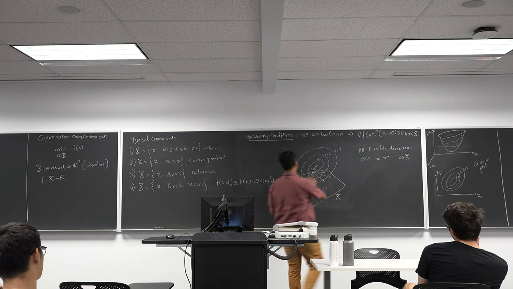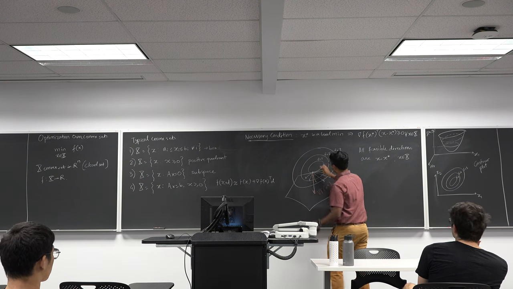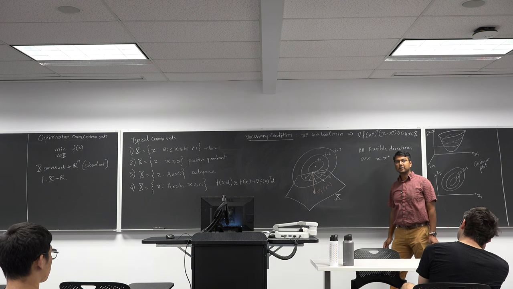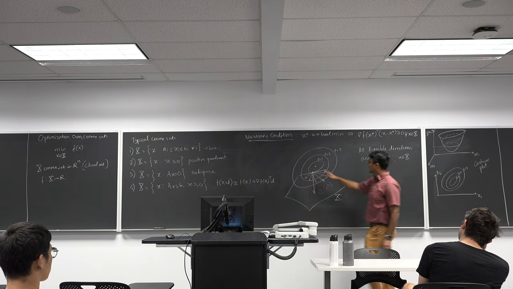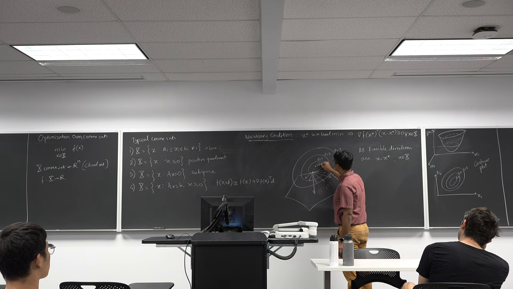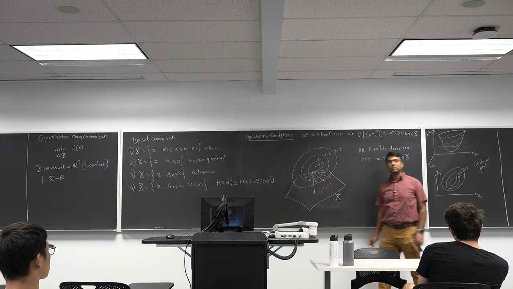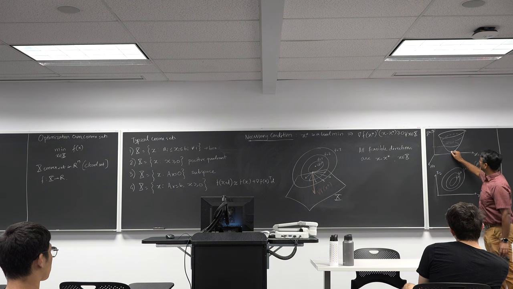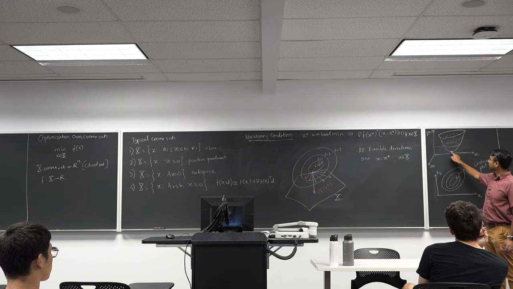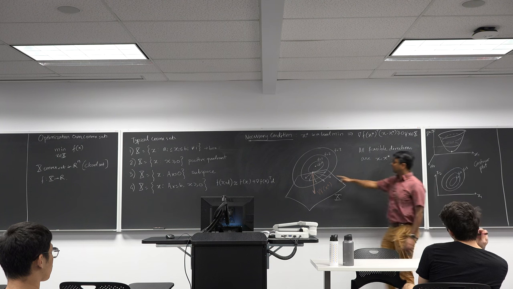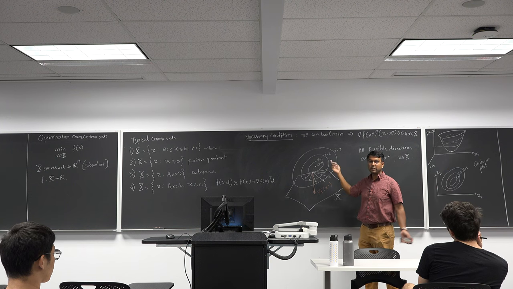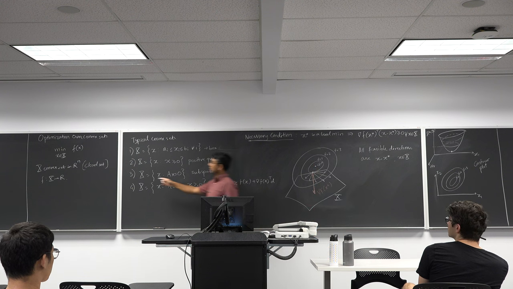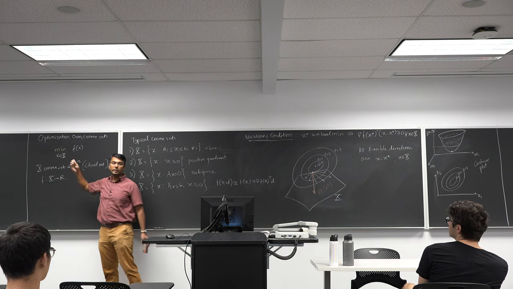So for this function, the gradient is zero at this point, but that point doesn't lie in the set capital X. This is the point where gradient of f is equal to zero. Okay, that's the point at which the minimum is achieved. But that doesn't lie within the set capital X, so it doesn't matter to us, because we are optimizing only in the set. We don't look at what's happening outside the set.